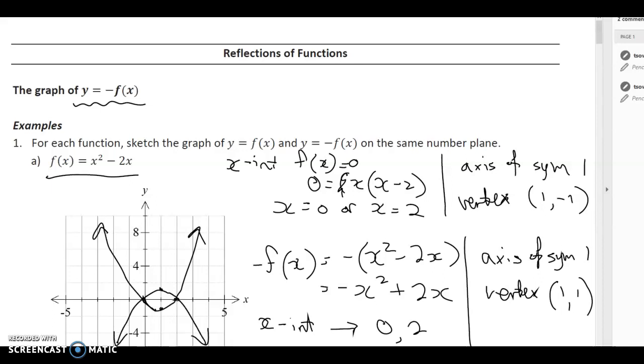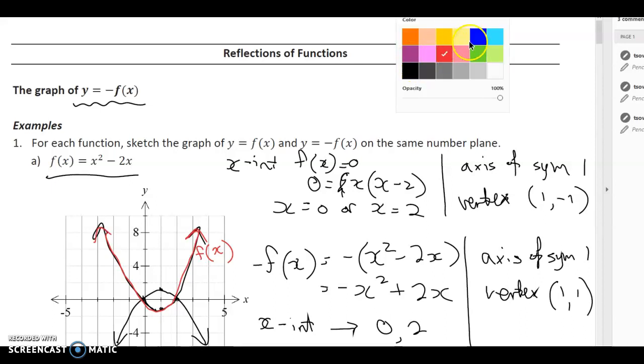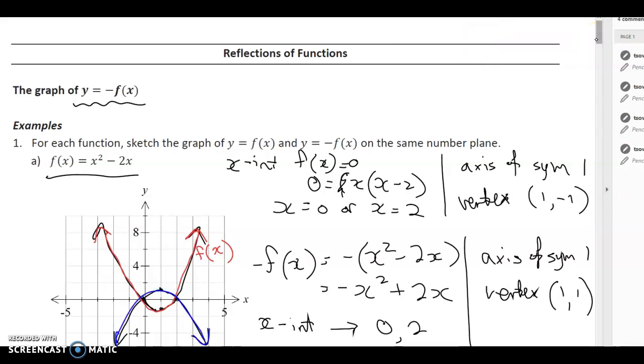And so this function that we've got here, this is f of x, which is the red one, and minus f of x is the other one. So it basically flips it in the x-axis.